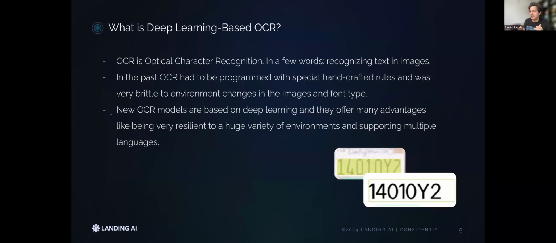Another advantage is that the new OCR models are also able to detect the position of the text in the images. They're able to tell you exactly where it is and draw a bounding box around the text. They can detect multiple areas of text in the images. So they're a very big improvement compared to traditional OCR models.